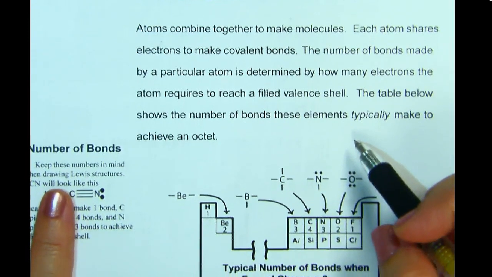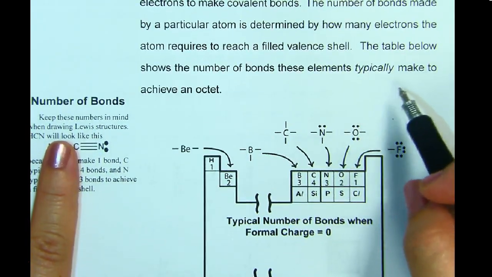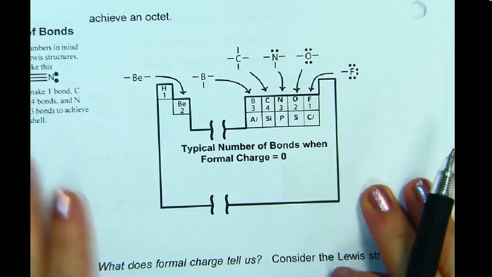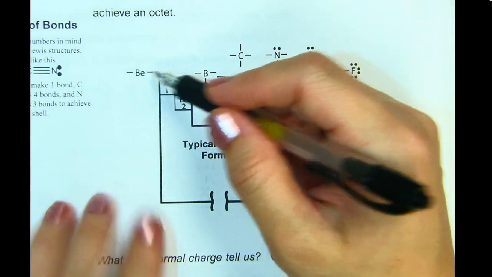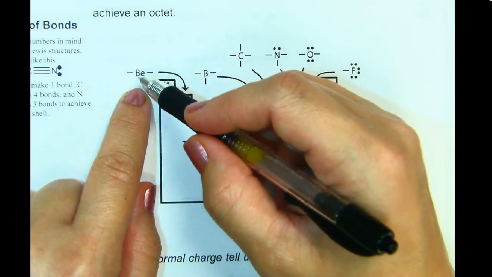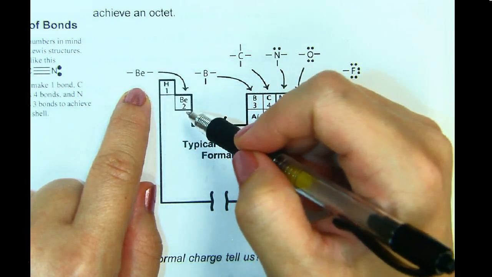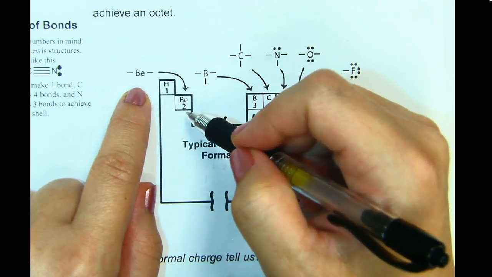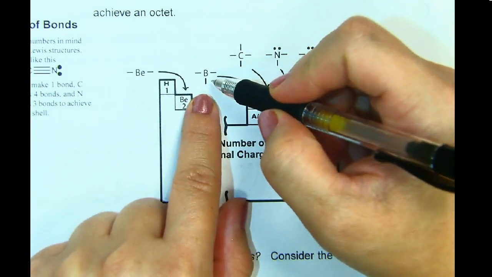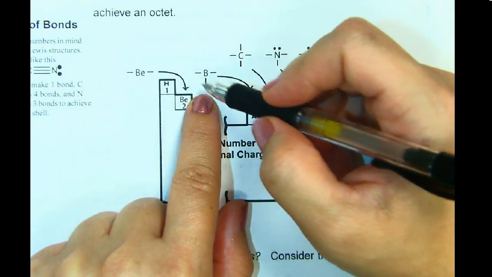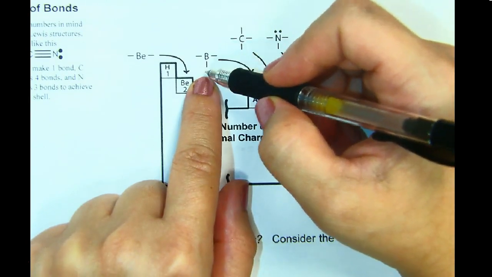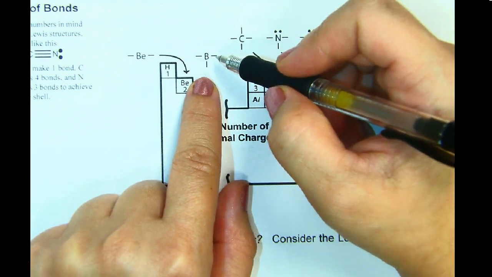The table below shows the number of bonds these elements typically make to achieve an octet. So here, beryllium is only going to make 2 bonds. Notice it does not have any lone pairs. It's actually going to be a violation of the octet rule because it only makes 2 bonds and has 4 electrons maximum. Boron is only going to make 3 bonds. It's another violation of the octet rule because it's only ever going to have 6 electrons maximum in its structure.